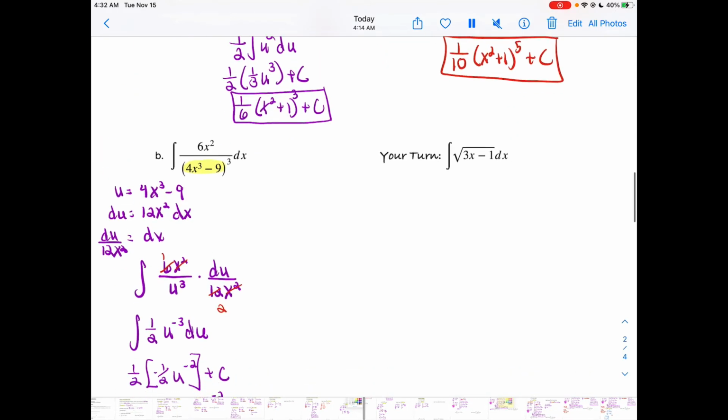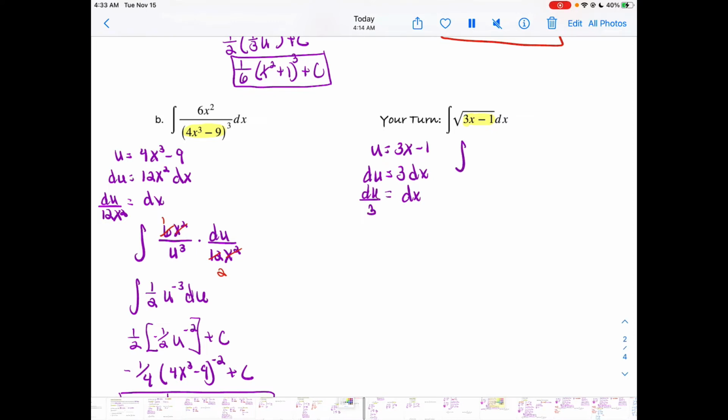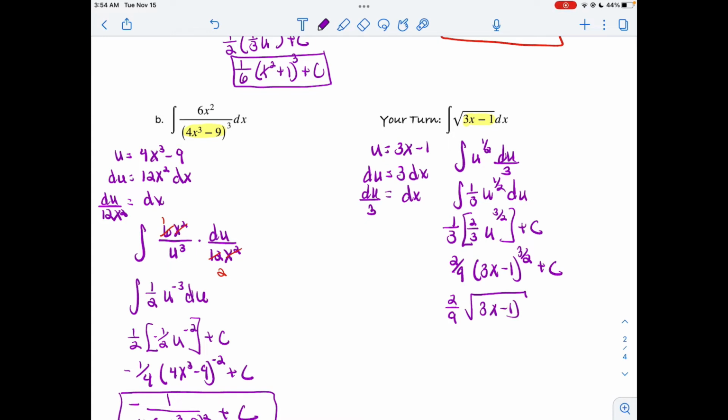Okay, you try this next example. Start by identifying your inside function, which is simply u, and u is 3x minus 1, so du equals 3 dx, so dx is equal to du divided by 3. So I have u to the 1/2 du divided by 3, or 1/3 u to the 1/2 du. Integrating that, I get 2/9 u to the 3/2. Remember, u is 3x minus 1, plus c, which is 2/9 of 3x minus 1, quantity to the 3/2 power, or the square root of that cubed.